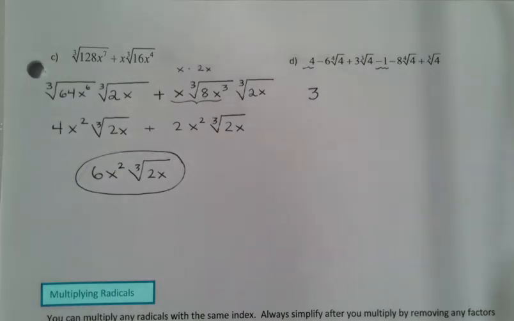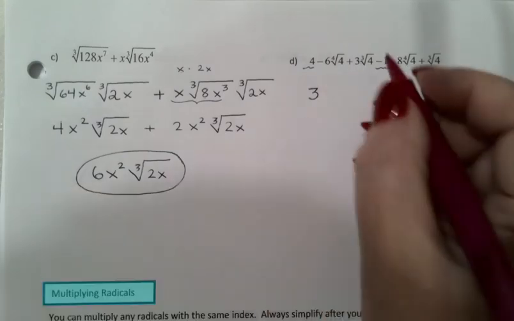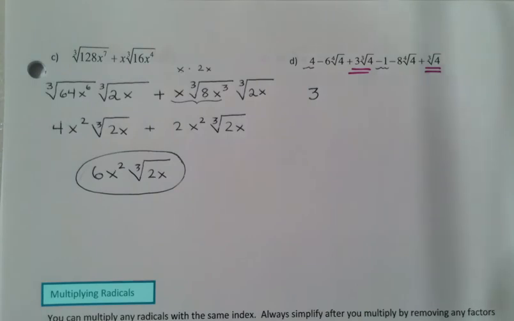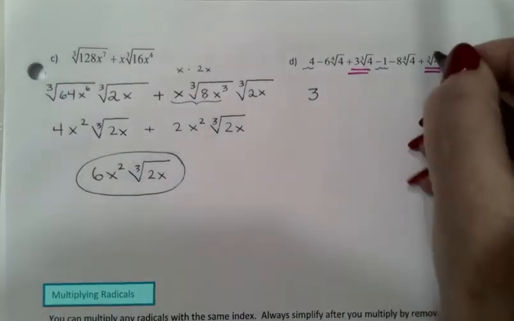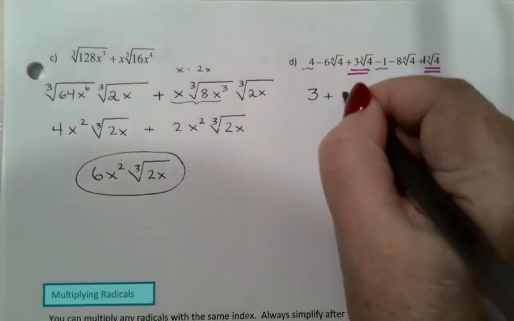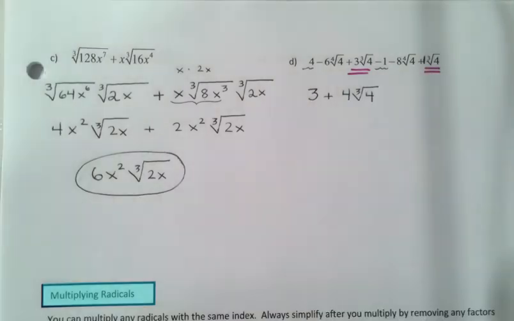And then the other like radicals are going to go by the index. These all have 4 as the radicand, but those two have the same index. They're both cube roots. So I'm thinking 3 cube roots of 4 plus 1 cube root of 4 plus 4 cube roots of 4.